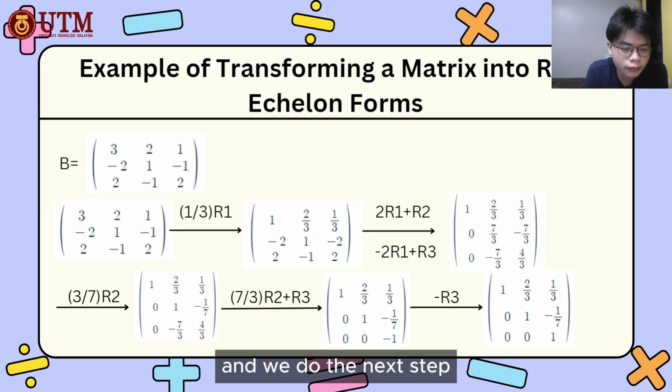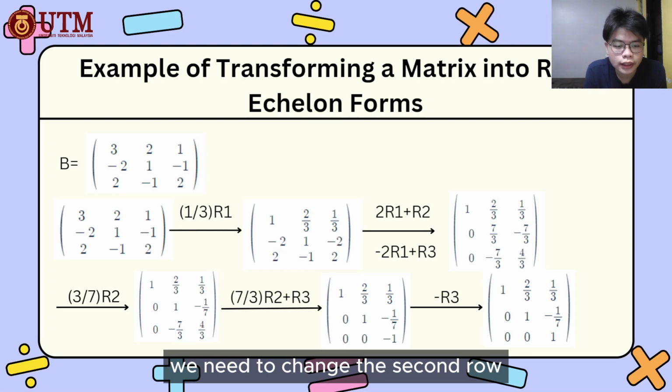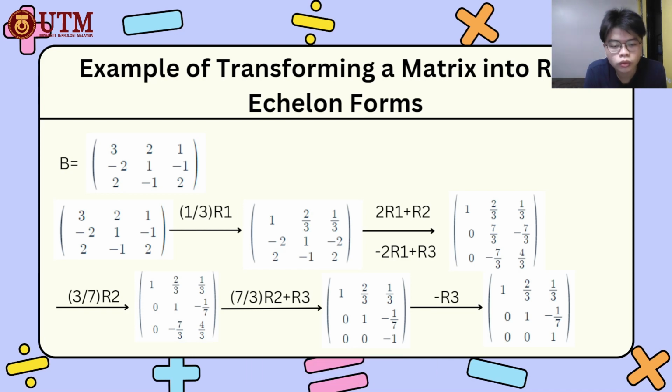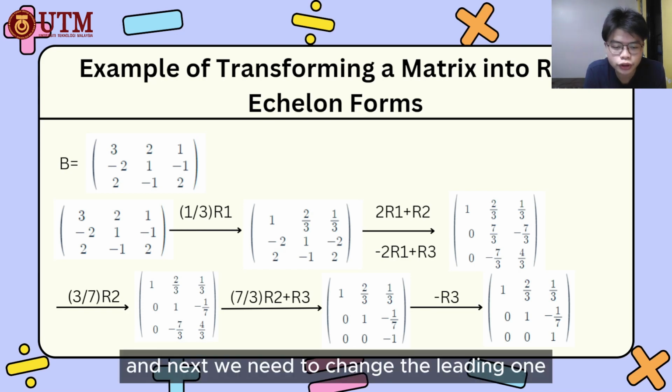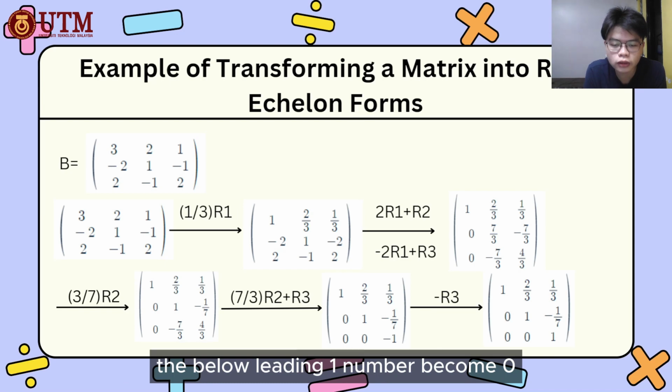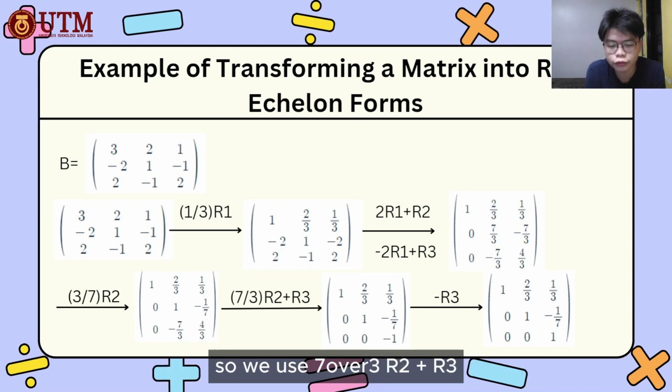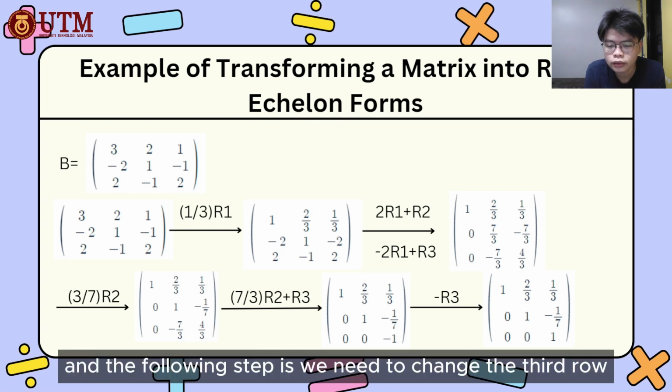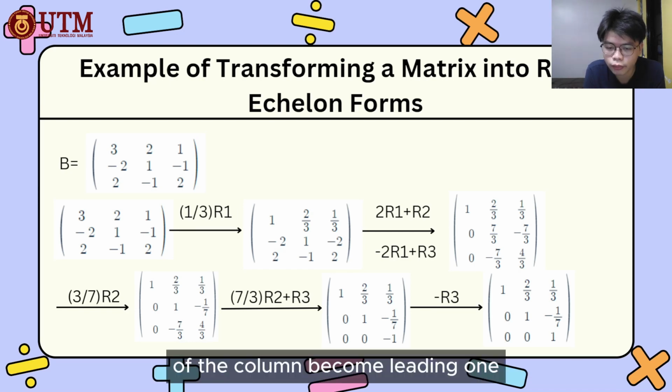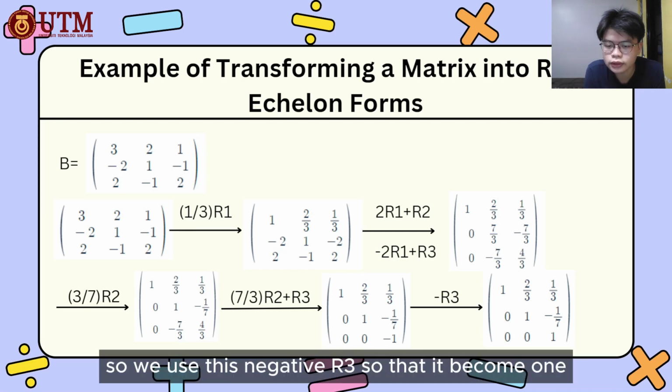And moving to the next step, we need to change the second row of the second column to become a leading 1. So we use 2 over 7 R2, and next we need to change the numbers below the leading 1 to 0. So we use 7 over 3 R2 plus R3, and the following step is we need to change the third row of the third column to become a leading 1. So we use negative R3 so that it becomes 1.